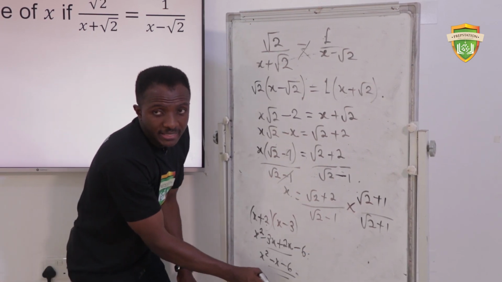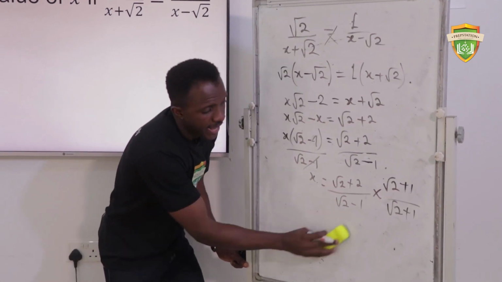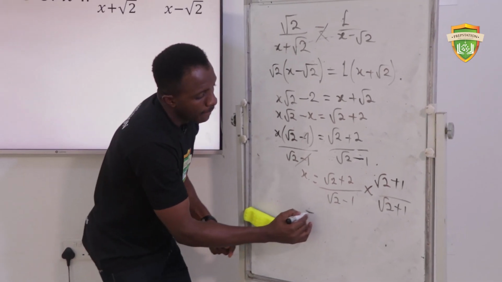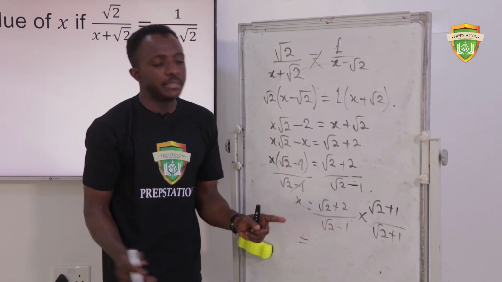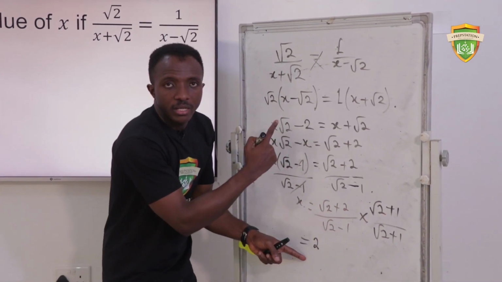Now, in the same vein, we can do the same thing here. Look at this. Root 2 times root 2, by now I'm sure you know how to solve that. That will give us 2. We did that earlier.